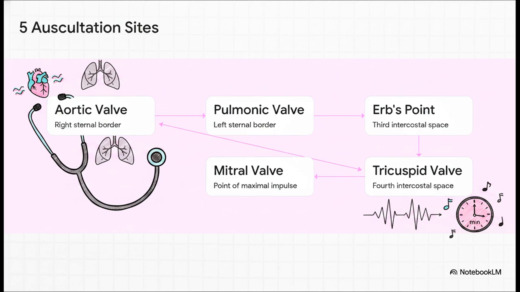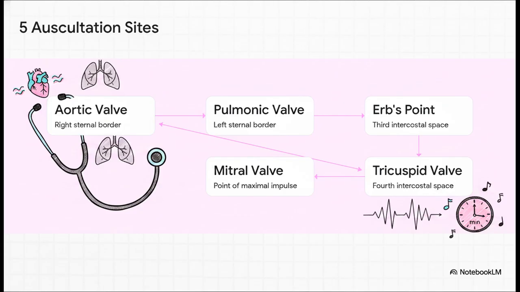Patience is the pulmonic valve on the left. That effectively drops us down to Erb's point. Take is the tricuspid valve, and medicine is the mitral valve. This sequence physically maps your stethoscope's journey straight down the chest. When you reach that final mitral valve, which is also known as the point of maximal impulse, you'll pause.